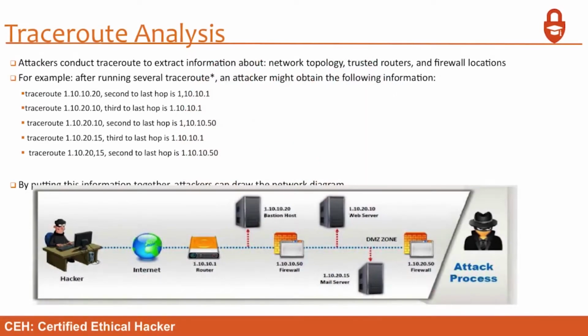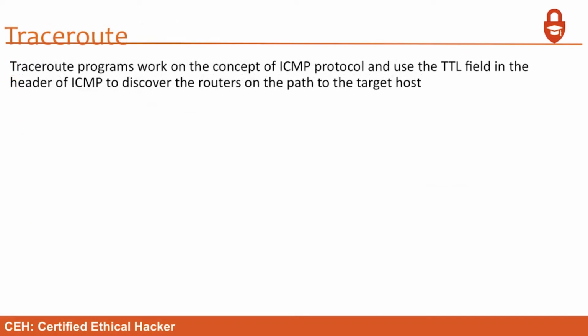So traceroute analysis. Attackers can conduct traceroute to extract information about network topology, trusted routers, and firewall locations. In fact, this is used so much against organizations that some firewalls now will not decrement the TTL on a traceroute, just so that you can't tell that it just hopped an appliance, right? That might be your IDS or something like that. So they try to hide a little bit. Not all systems nowadays will decrement, but if you have a firewall, it definitely will.